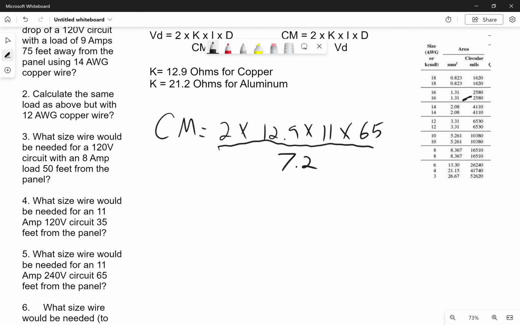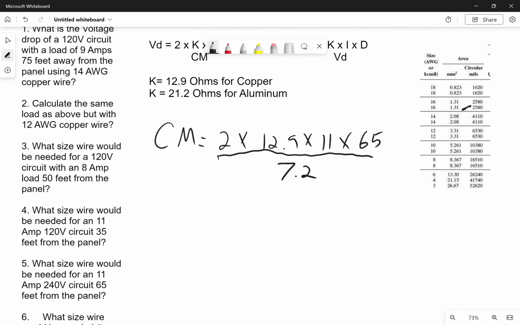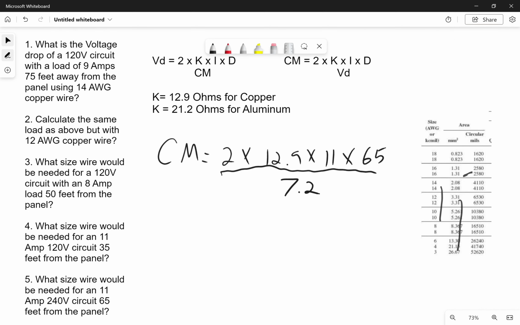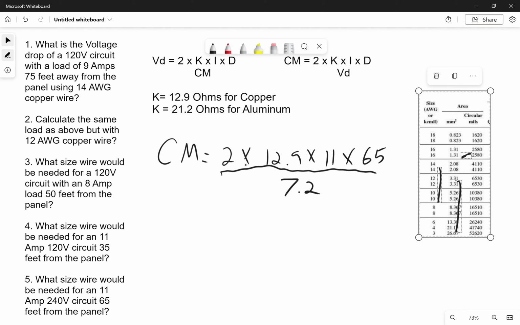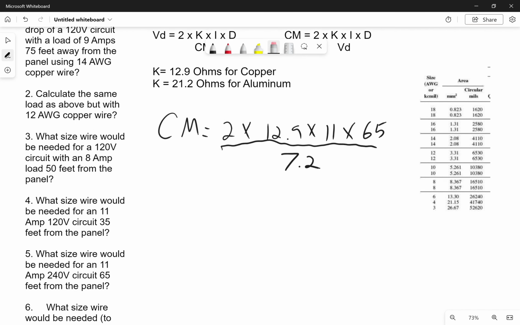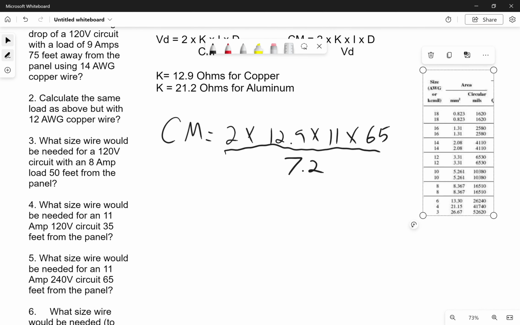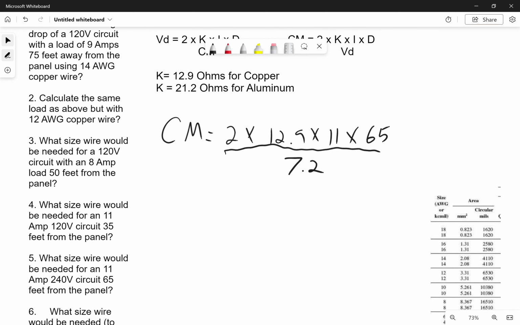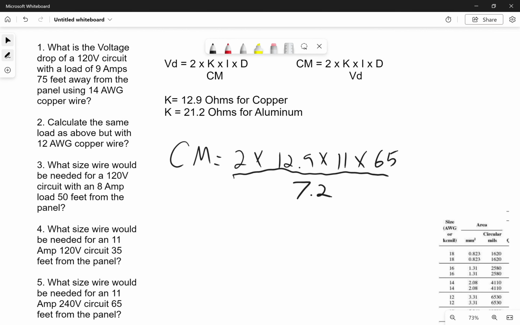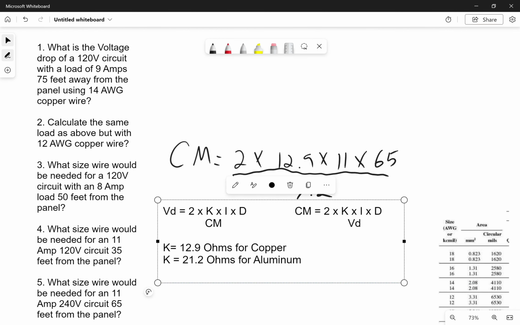All right, let's see about the next one. Let me get all that mess erased there, and then pull our chart down where we can see we can work some more problems here. There we go.